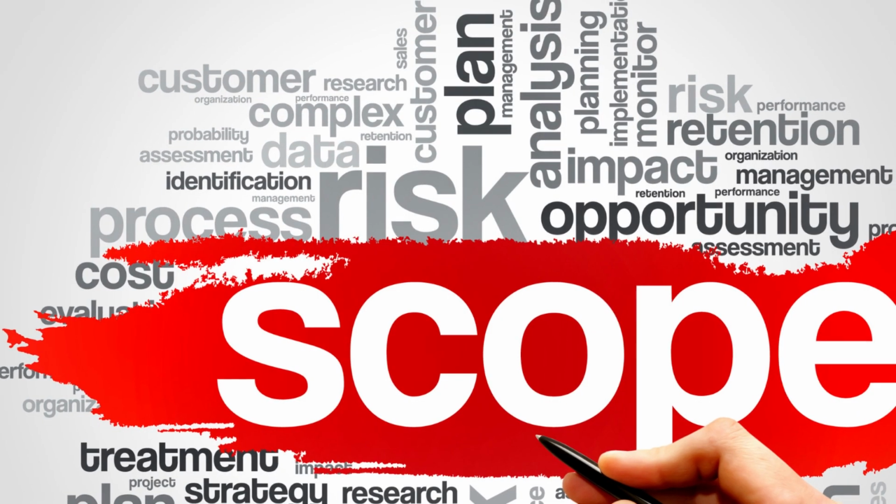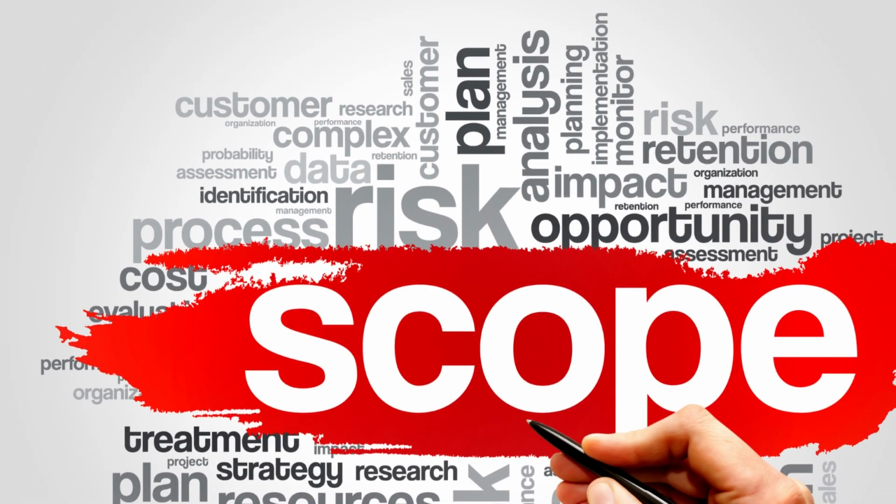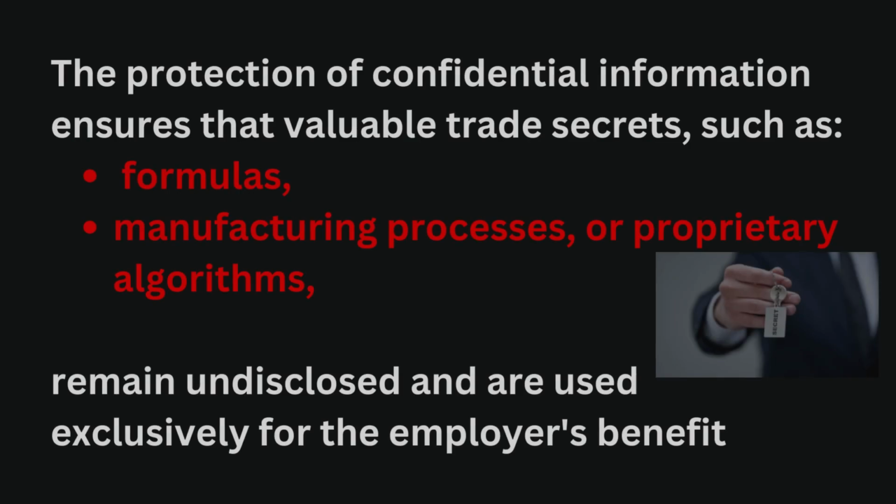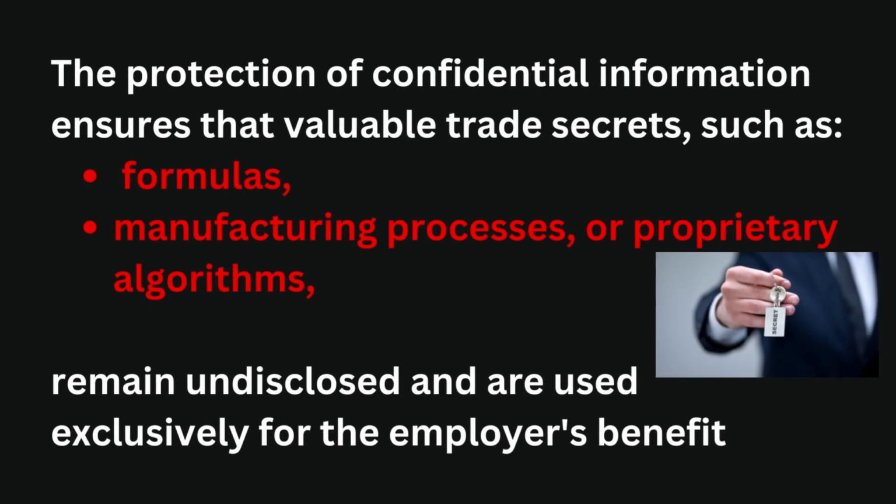Let us take a look at its scope. Number one, safeguarding trade secrets. Employers have a responsibility to protect their trade secrets, which are critical to their success. The protection of confidential information ensures that valuable trade secrets such as formulas, manufacturing processes, or proprietary algorithms remain undisclosed and are used exclusively for the employer's benefit.